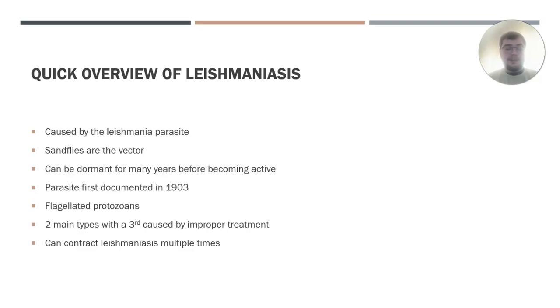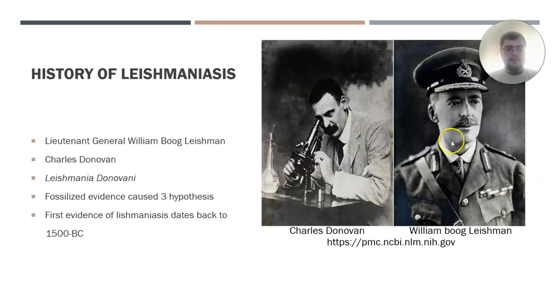The parasite was first documented in 1903, but that is not the first evidence that we have of it. That's just when we have the first paper. The parasite is a flagellated protozoan. There are two main types that you can contract, with a third caused by improper treatment of specific species of the parasite. You can contract Leishmaniasis multiple times in your life if you have it improperly treated, and it can just keep coming up.